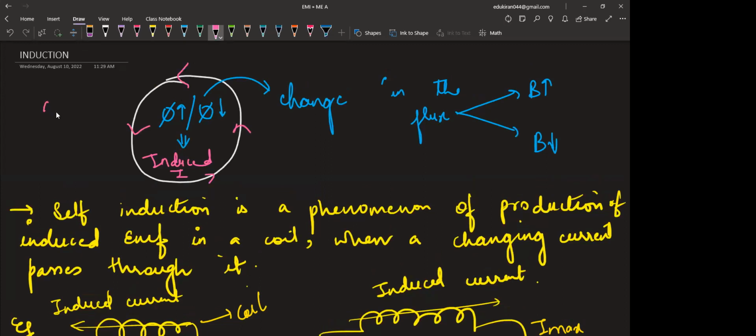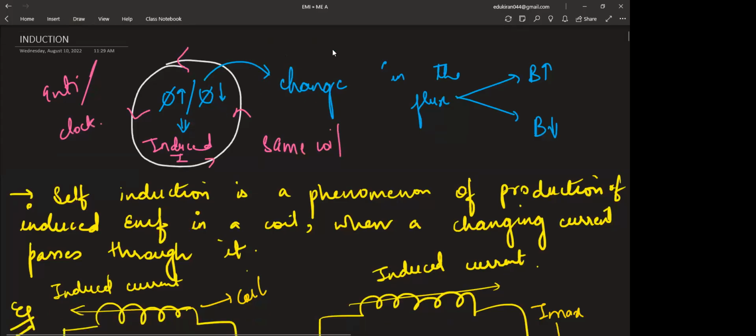Its direction can further be given as minus, plus, or anti-clockwise or clockwise or anything. But this is occurring within the same coil. That is what is called self-induction. So what is self-induction? Self-induction is a phenomenon of production of induced EMF in a coil when a changing current passes through it. Same means induced current is produced.